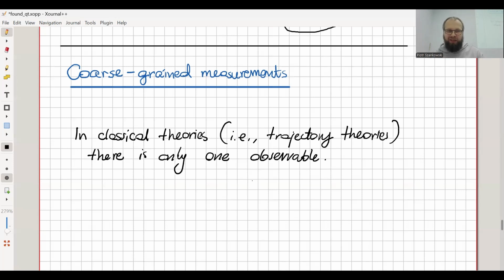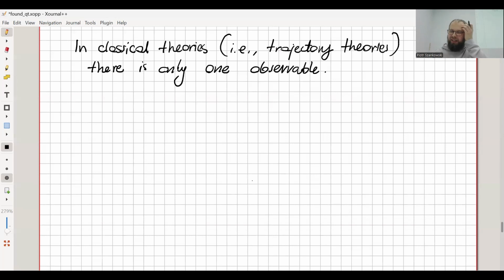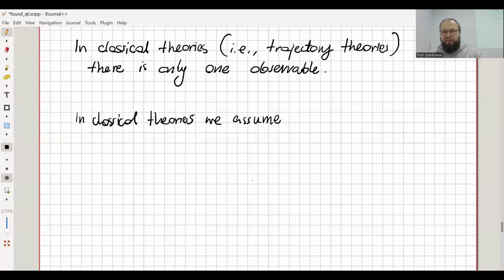To explain what this means: if we are dealing with classical theories, they are classical because we can assume that whatever kind of measurement you are doing, whatever kind of measuring devices you are applying to your system, the probabilities that you will obtain as a result have to be consistent, so that the trajectory picture can exist. So in classical theories we assume all measurements are consistent.